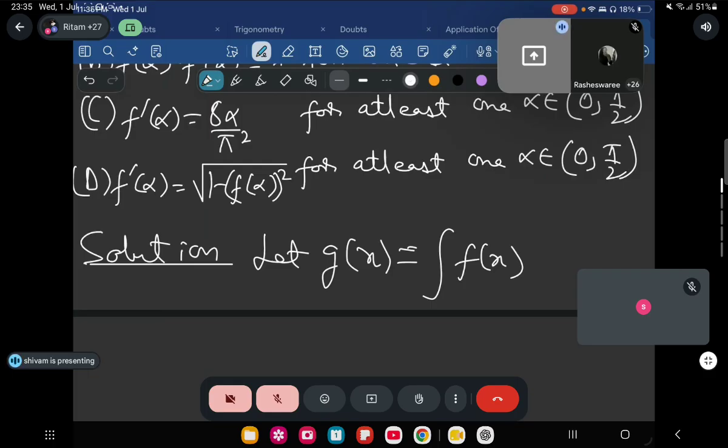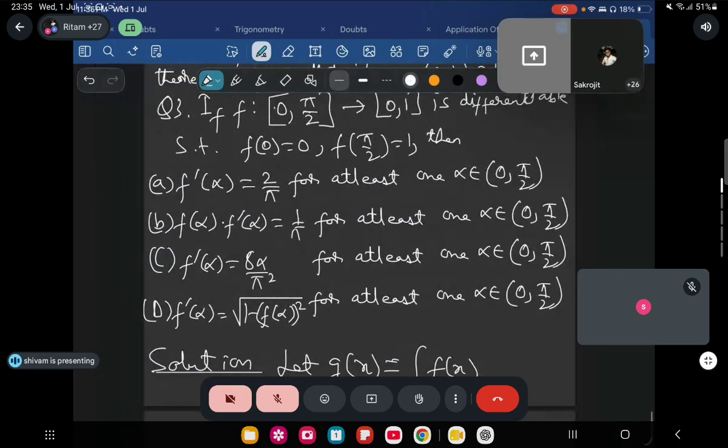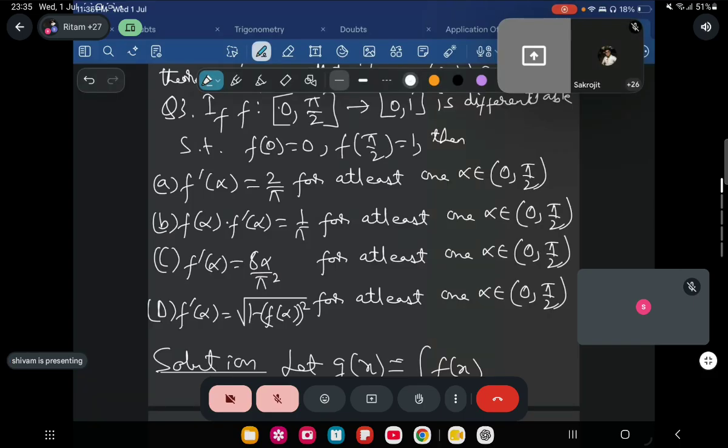Yes, Rasheshwari, your answer is correct. Adrija, your answer is correct. Ritam, I'm checking yours. Ritam, your answer is correct. Remember, it is multiple correct type, so I'll give you correct only if you have written all correct options, okay?